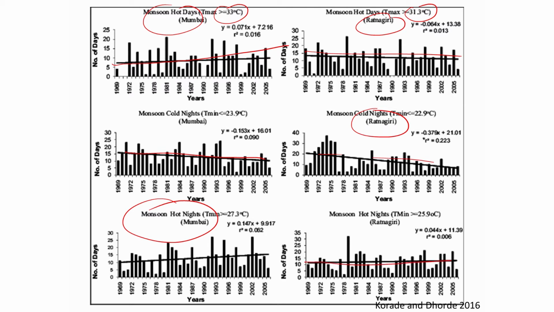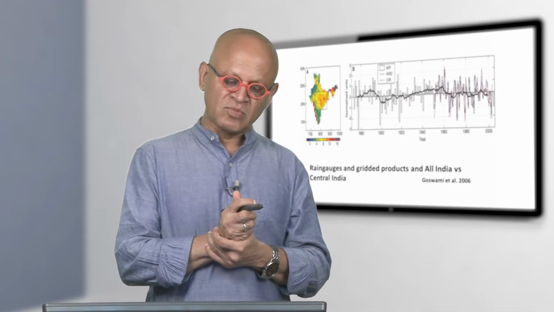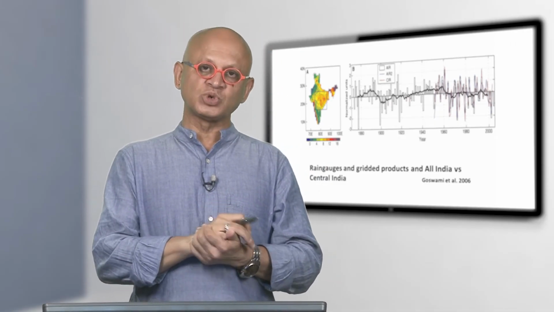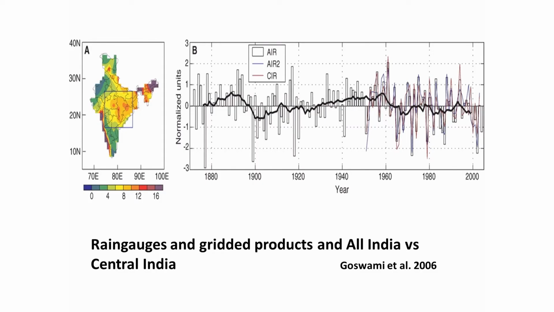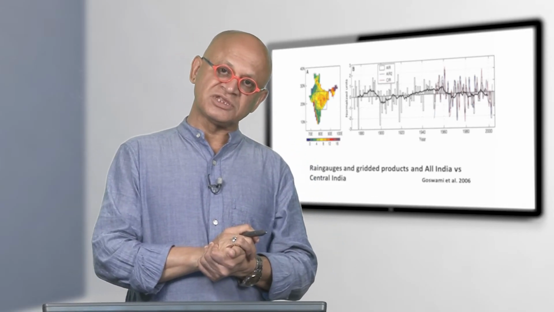So the continent is in general warming, and there has already been some indication that the monsoon response to all this warming, especially over the ocean, is clear. So I will stop with this figure and we'll come back and continue on how the monsoon distribution is changing.